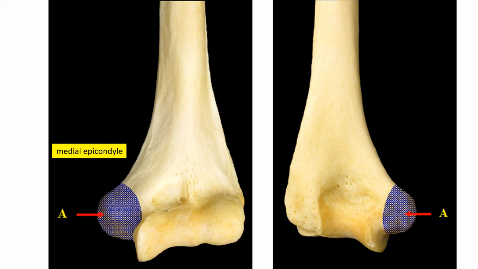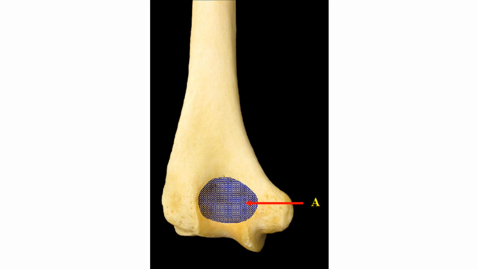the forearm, and it is going to sit inside this fossa. If there is no fossa, we cannot straighten our arm and forearm.